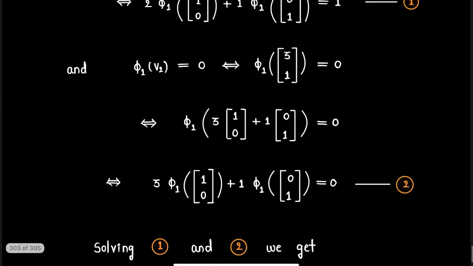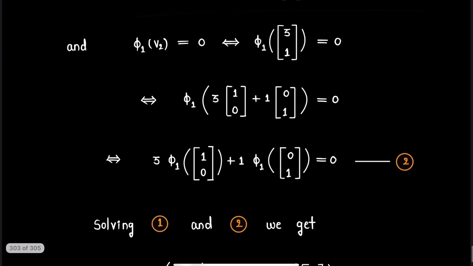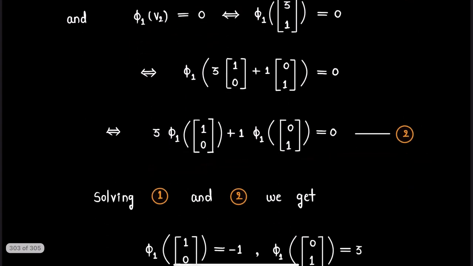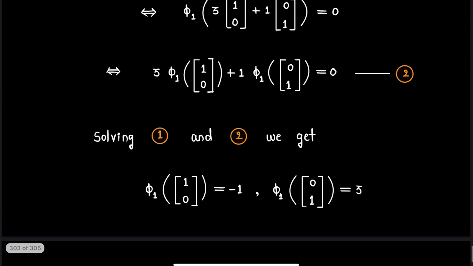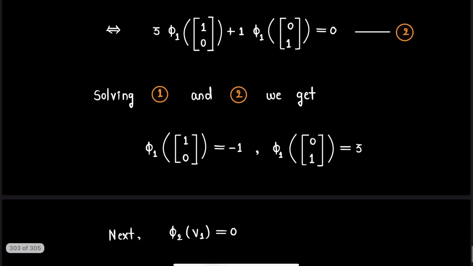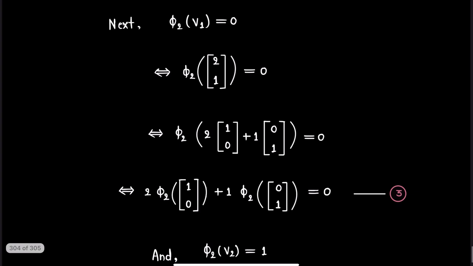Then solving equations 1 and 2 for these two expressions, we get the image of vector (1, 0) under phi1 equals minus 1 and the image of vector (0, 1) under phi1 equals 3. Next we have the image of vector V1 under phi2 will be 0. So the image of vector (2, 1) under phi2 will be 0.